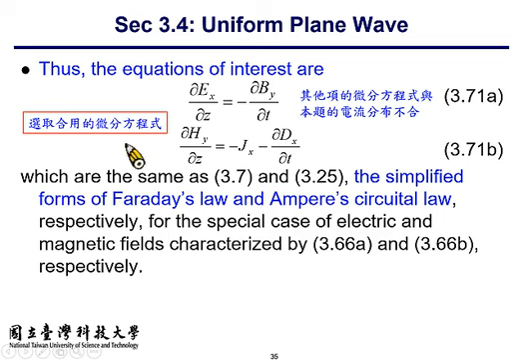Okay, so for this specific case that you have currents in the x direction, Jx, it involves only the magnetic field in the y direction and the electric field in the x direction. And any other equations are not relevant for this case.